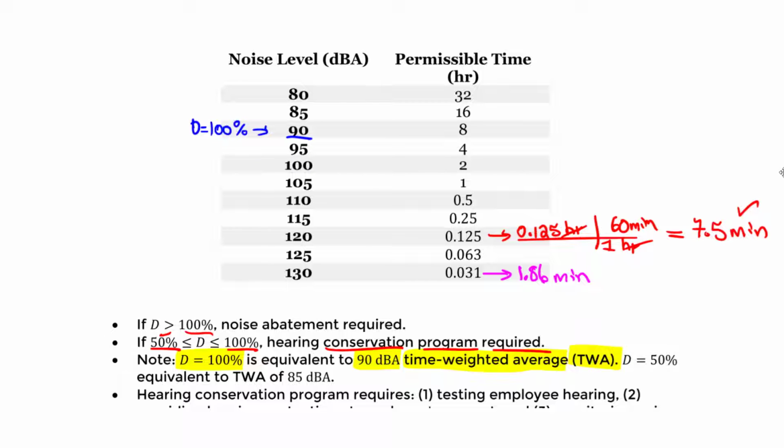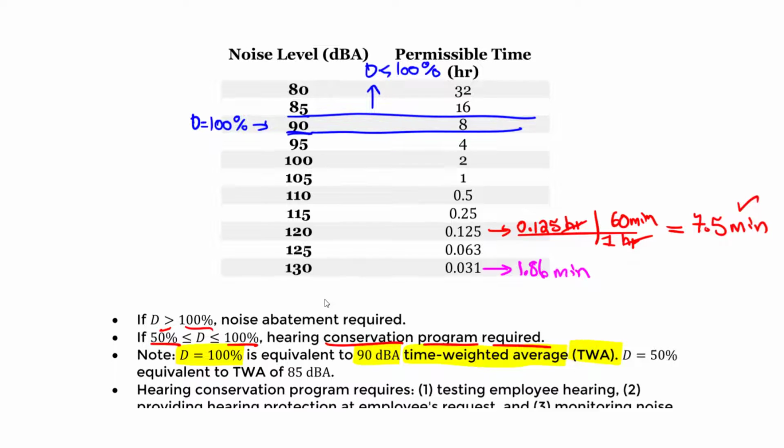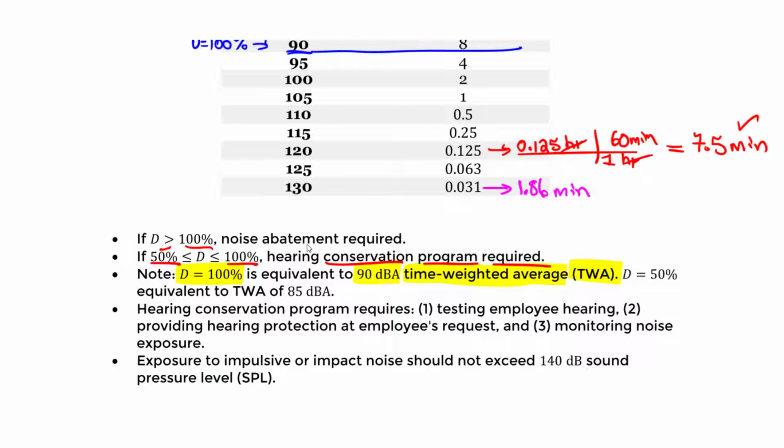So it's with respect to that level, it's with respect to that 90 that we measure and compare the D value we get. This means that if we are below 90, like 85 and 80, the D value is going to be less than 100% when we calculate it. So we're okay with that. We're okay in terms of not having noise abatement, like not shutting down something in the factory to avoid that noise.